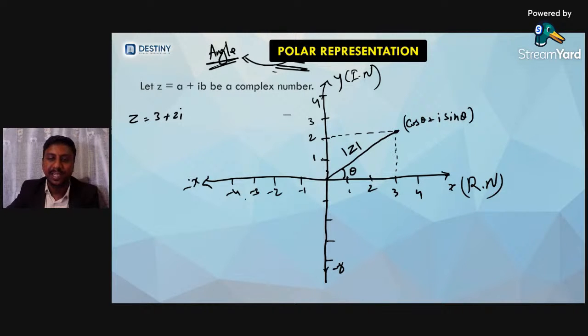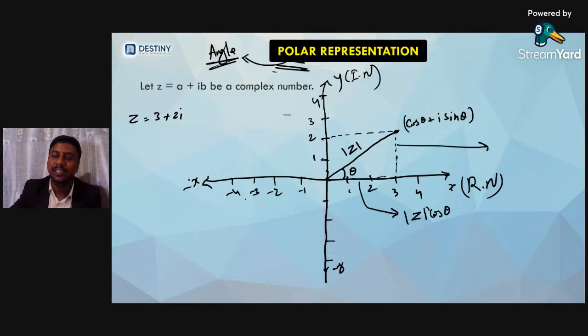அப்போ இந்த லென்த் என்ன? இந்த length is nothing but z bar, modulus of z cos theta. இந்த லைன் ரெப்ரசன்டேஷன் என்ன? mod z sin theta, the length of this line. Did you understand?